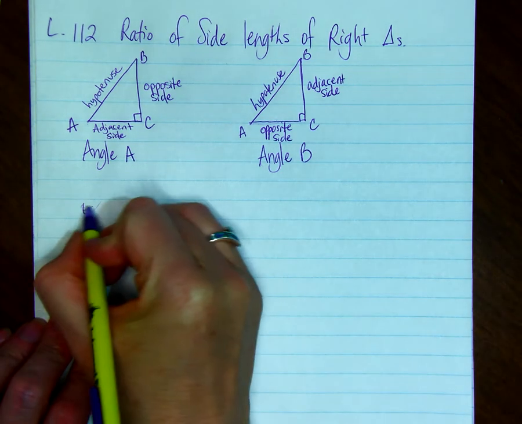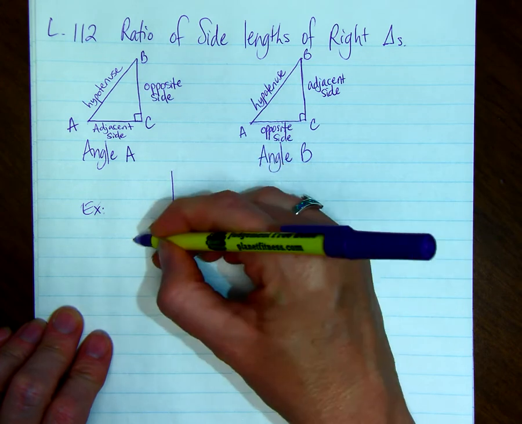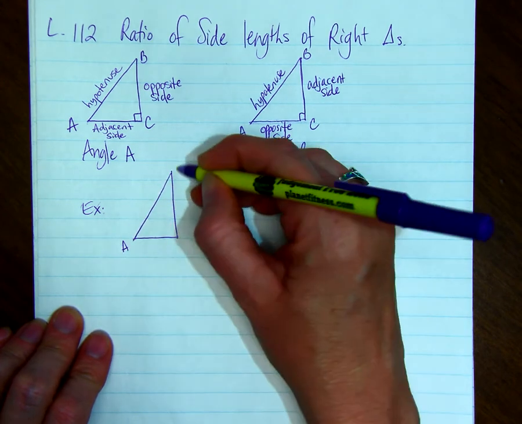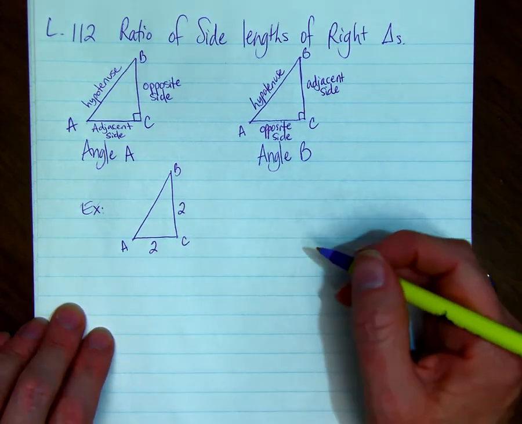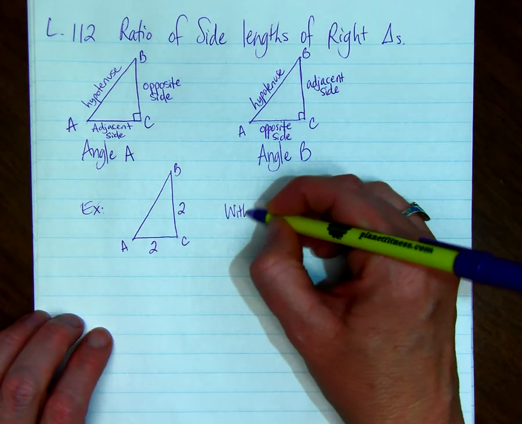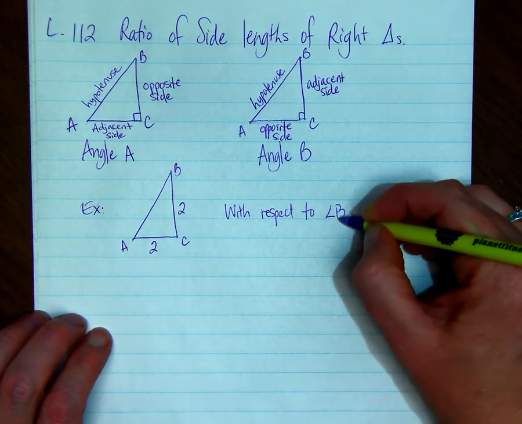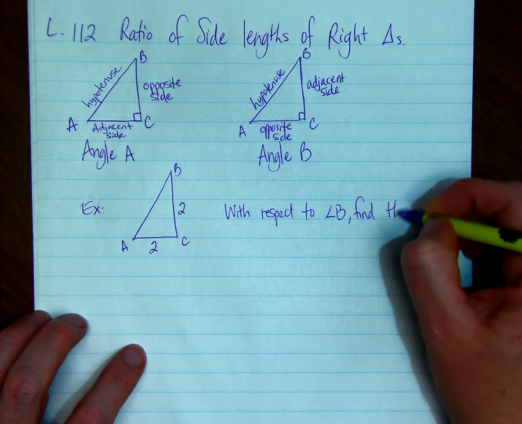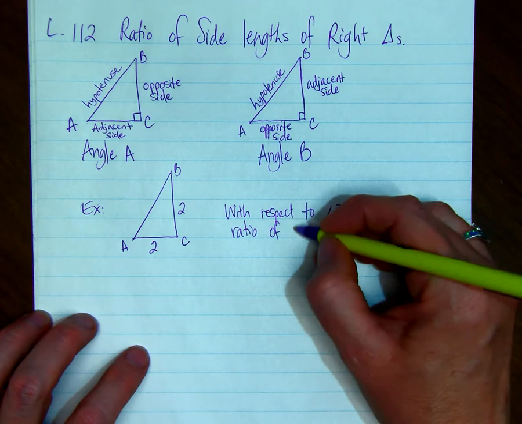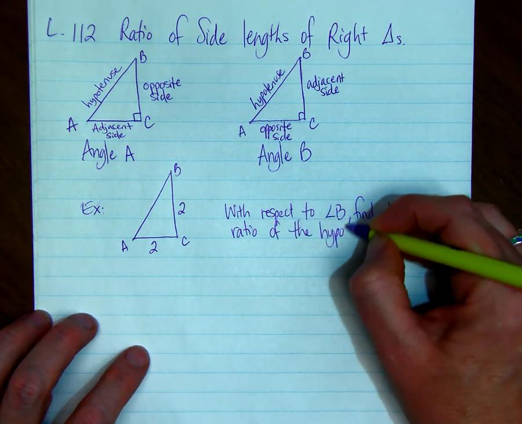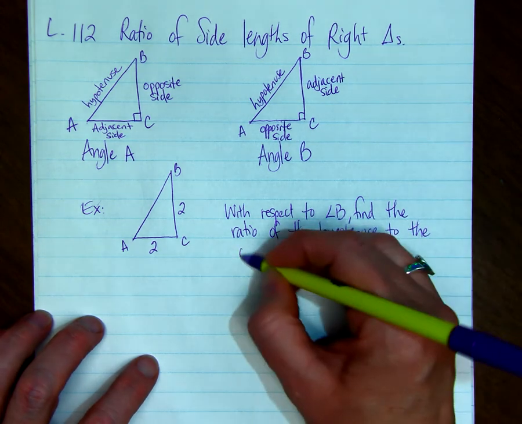So here's an example where we have a right triangle, ABC. AC is 2 units and BC is 2 units. With respect to angle B, find the ratio of the hypotenuse to the opposite side.